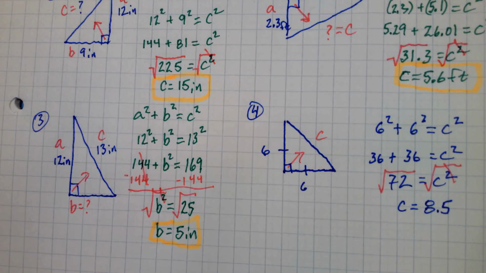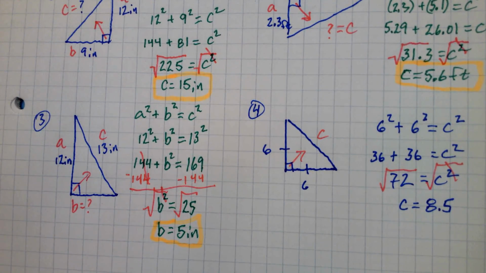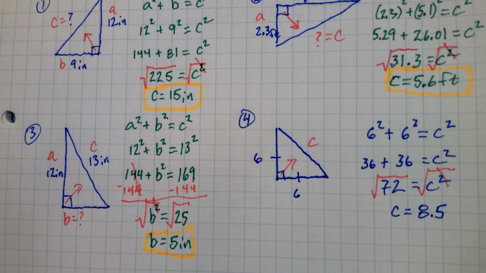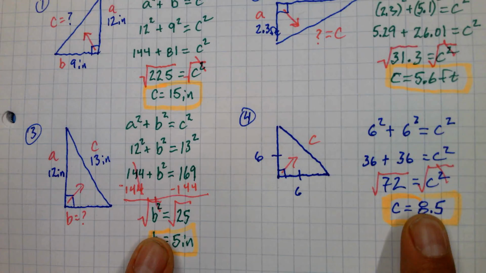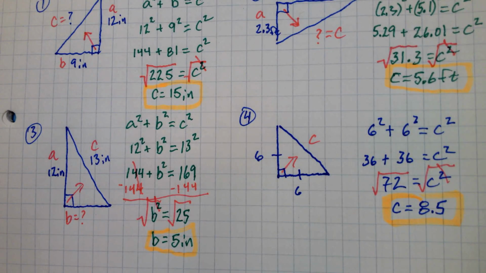Okay. So we've gone over how to find missing sides, whether it's a hypotenuse or a leg. And so that's what we're going to be doing on today's assignment, okay? And it's on Delta Math. All right. So if you have any questions, let me know.